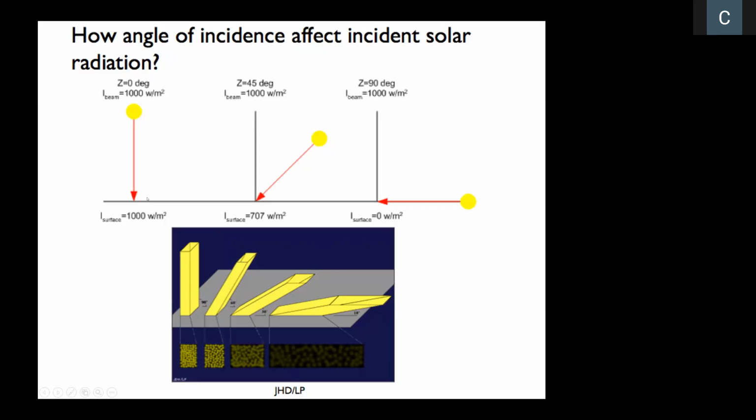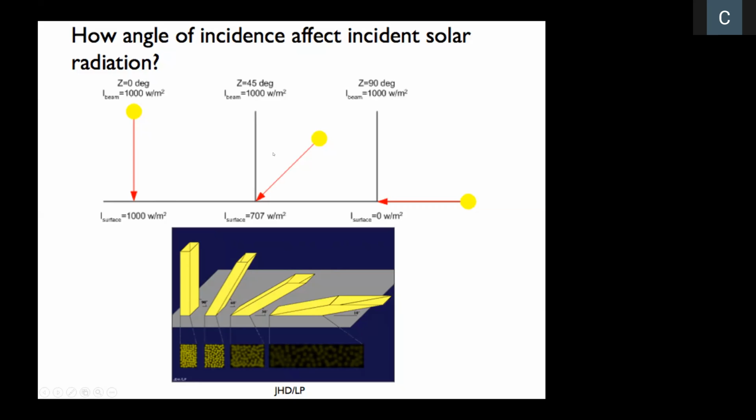And if it falls straight on a surface and it's coming on a trajectory that is normal to that surface, which is to say this is a 90-degree angle here, then you're going to be getting that full 1,000 watts over 1 square meter of surface. So 1 square meter is going to get that full 1,000 watts.